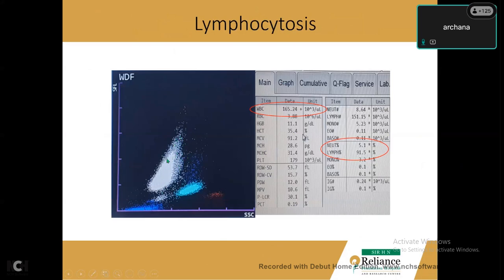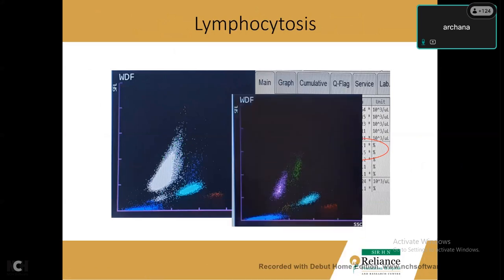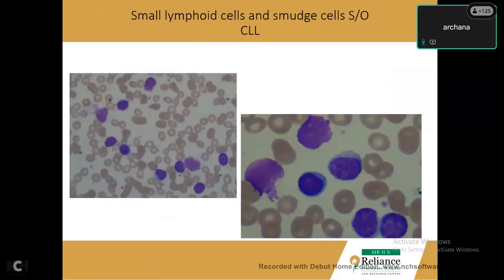And the population seems to have gone almost a log higher on the side fluorescence, indicating that there is either a reactive or possibly even a neoplastic population here. So what do you do next? This is just to show you, in comparison, a normal scatter plot. This is where the lymphocytes lie, and this is how our sample showed it. I would go with making a peripheral smear. You can't do without that.